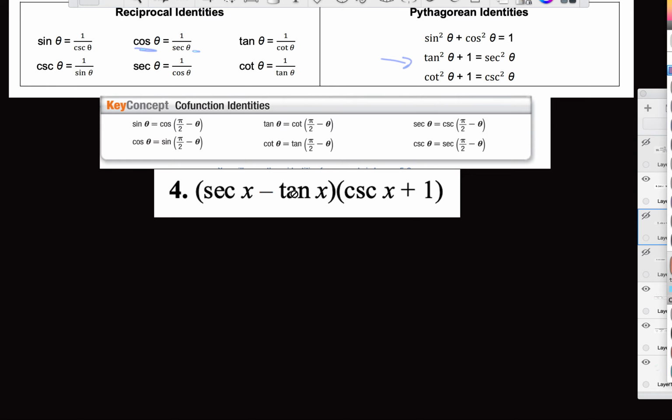So let's start changing this stuff around, right? What do we got? Here we go. Secant is 1 over cosine x, right, minus sine over cosine x, right? All right, so far, yay. And then over here, cosecant is 1 over sine x plus 1.